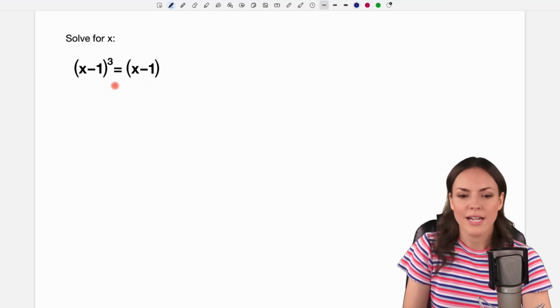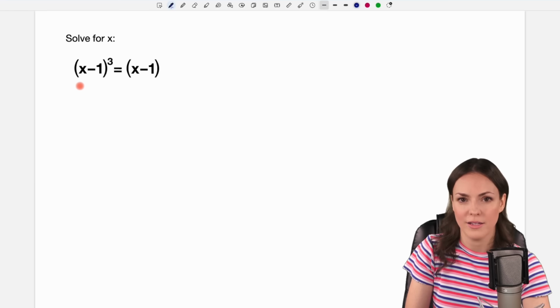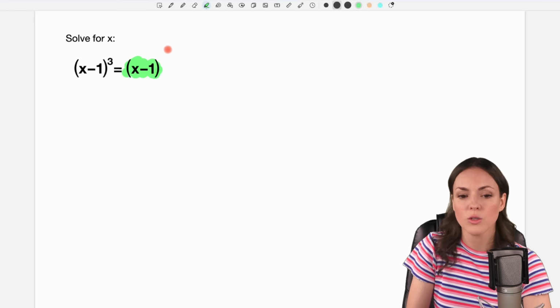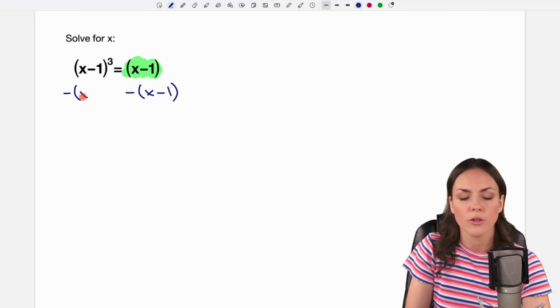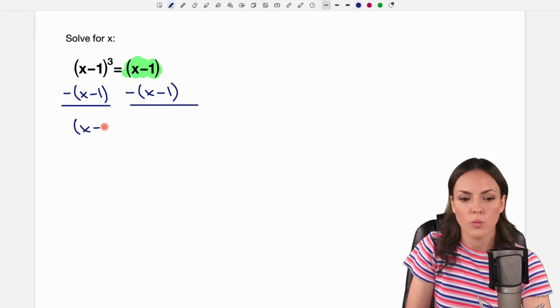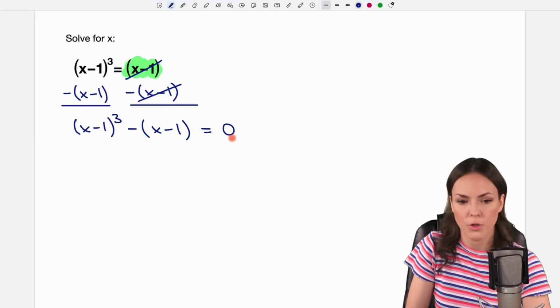Okay, but first of all, we're not going to divide. We just bring everything to the left side. So we take this x − 1 and subtract it on both sides of the equation. So we subtract it on the right side and we subtract it on the left side, so that we get, on the left side, this (x − 1)^3 thing. Then we subtract our x − 1. And on the other side, these two cancel out and we only have 0.